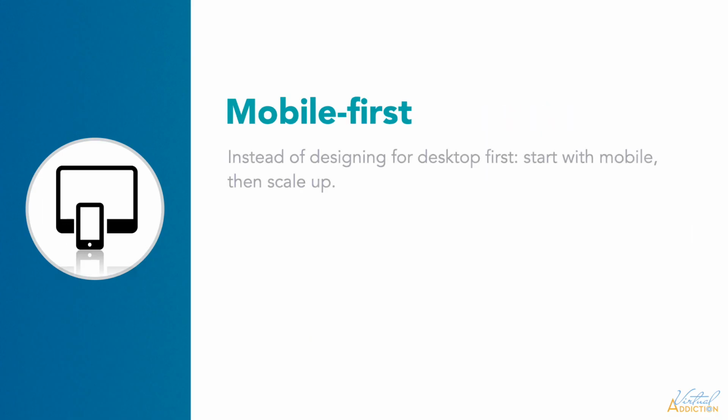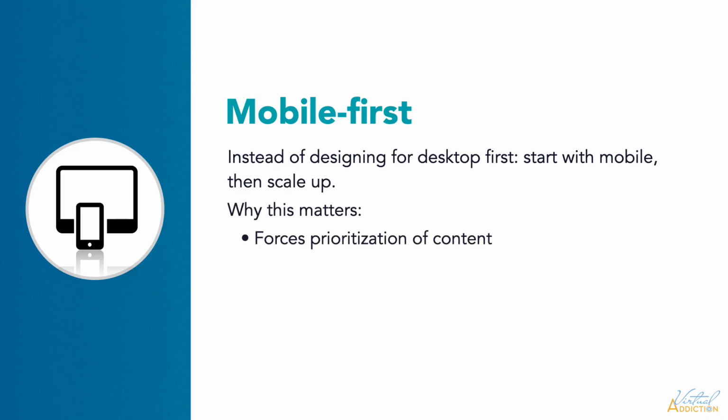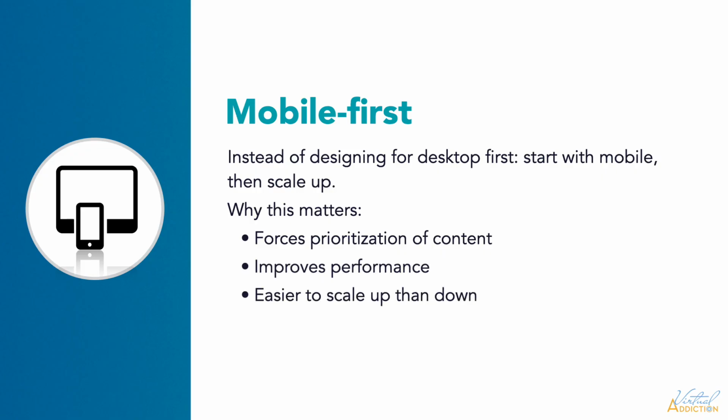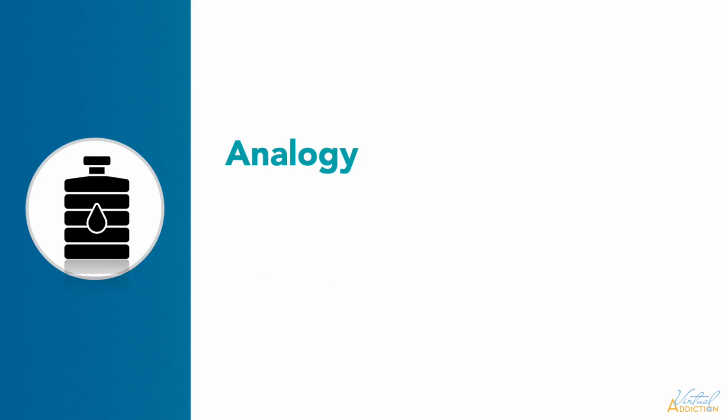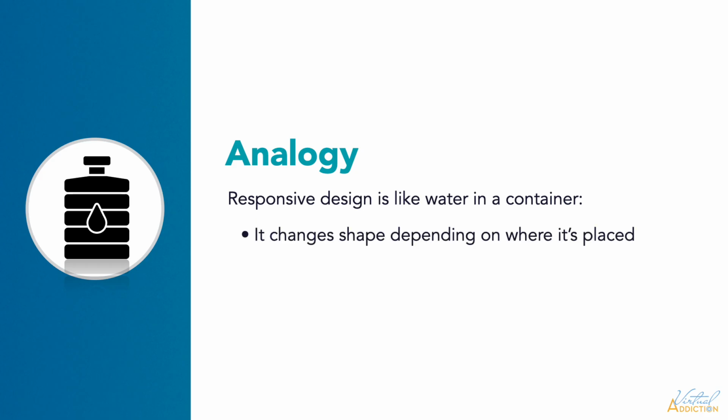Another important concept is mobile-first thinking. Instead of designing for desktop first, we start with mobile and then scale up. This forces us to prioritize content, improves performance, and makes it easier to expand the design. It's also the industry's standard. Here's a simple analogy. Responsive design is like water in a container. It changes shape depending on where it's placed, but it's still the same water.